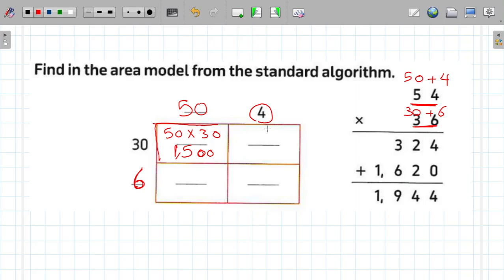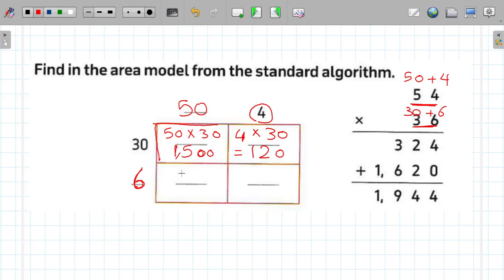The second one here, I have 4 times 30. So I have just 1 zero, and 3 times 4 equals 12. So the result will be 120.